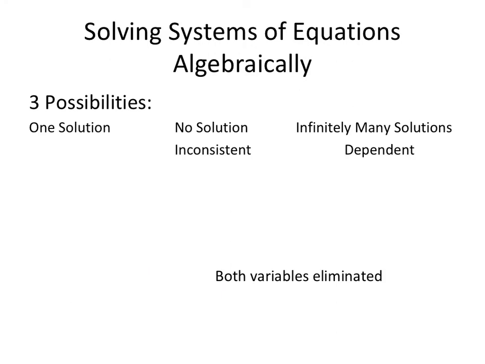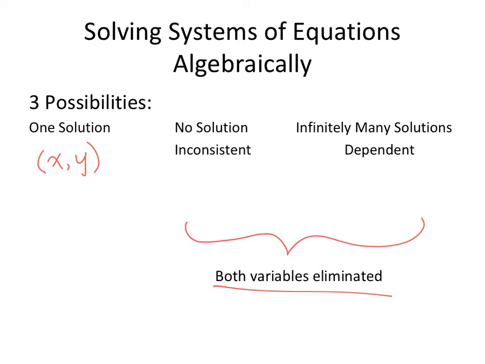We recall from part 1 that there are 3 possibilities when solving a system of equations. There's either one solution, no solution, or infinitely many solutions. One solution is when we have a coordinate, an xy value, as our one solution. No solution and infinitely many solutions occur when both variables are eliminated. That means I'm working the equations and I somehow cancel out both my x and my y, so my variables are gone and I'm just left with numbers in my equation.